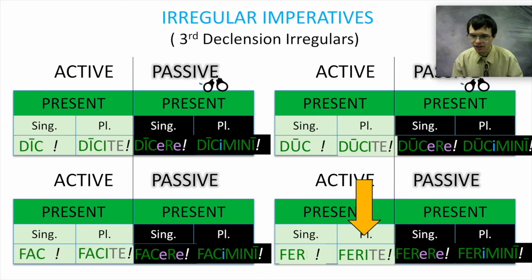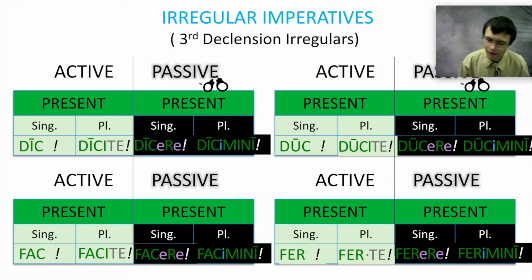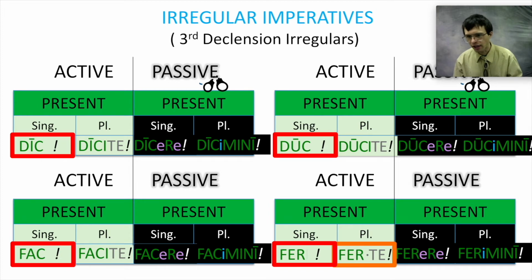And then one other minor change is in the plurals of bring y'all. Guess what we're going to do to this little I? Yep, it's going to disappear. So it's not ferrete, but ferte. Bring y'all. Okay, so these are the irregular ones that you need to remember. Everything else you could figure out just from standard rules. These five are exceptions. Deek, duke, fak, fair, and ferte.